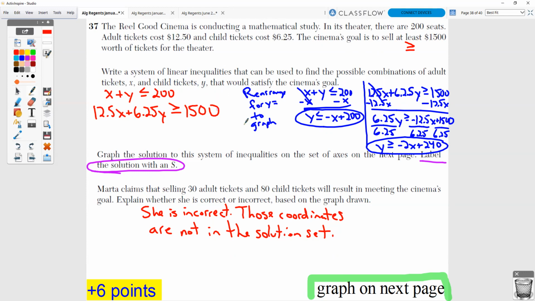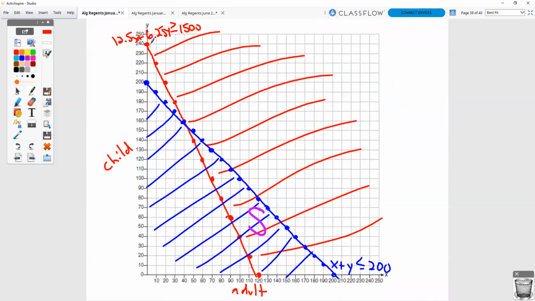Now it says graph the solution to the system of inequalities on the axes on the next page. Label the solution with an S. In order to graph both of these, we need to rearrange for y equals. So to get this y all by itself, I would subtract x from both sides. For the other, to get the y all by itself, I'd subtract 12.5x and then divide by 6.25. So here are my two equations. I'm going to type those into my y equals, and I'm going to graph them. Here are my points. Both of them are solid lines because of the or equals.